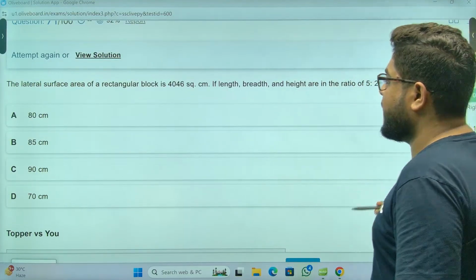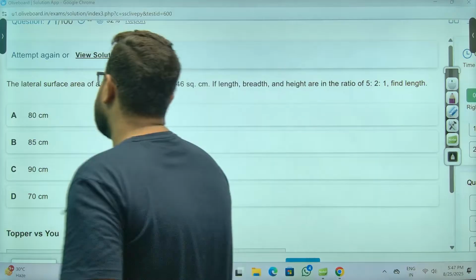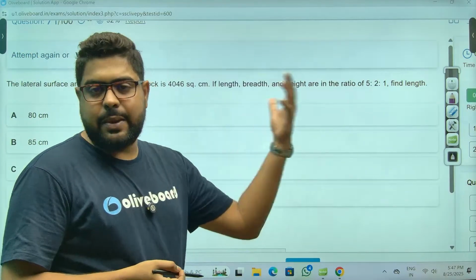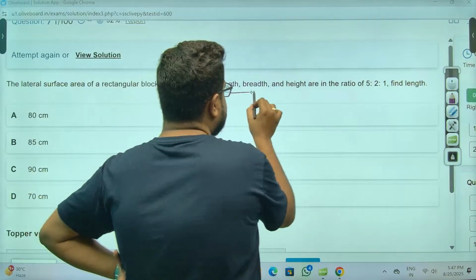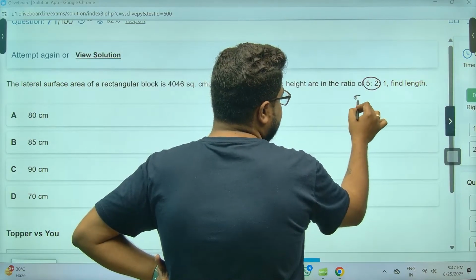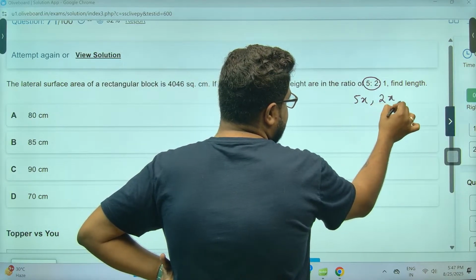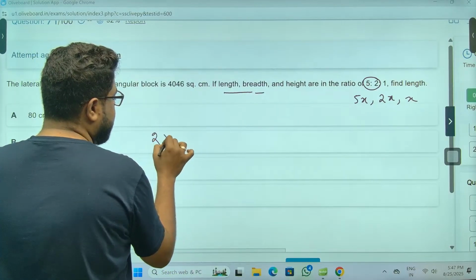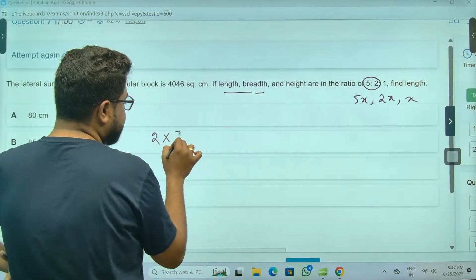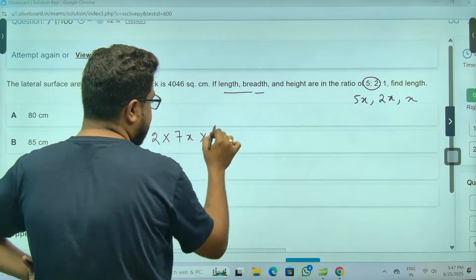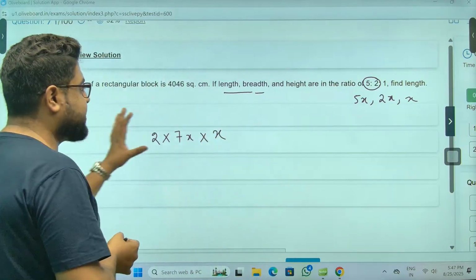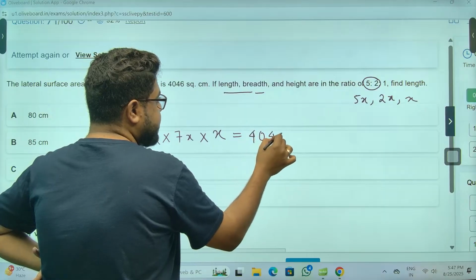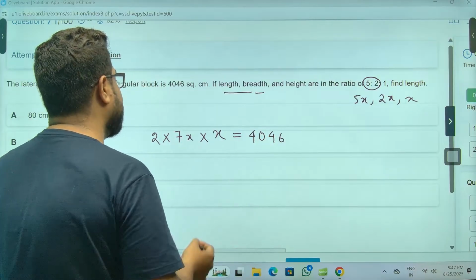Lateral surface area of a rectangular block. Lateral surface area means the perimeter of the base, length and breadth, into the height. So I'm just taking 5x, 2x, and the height is x. So the perimeter will be 2 into 5x plus 2x, that is 7x, into the height. This is the lateral surface area, 4046. Find the length. X ki value puchhi hai.